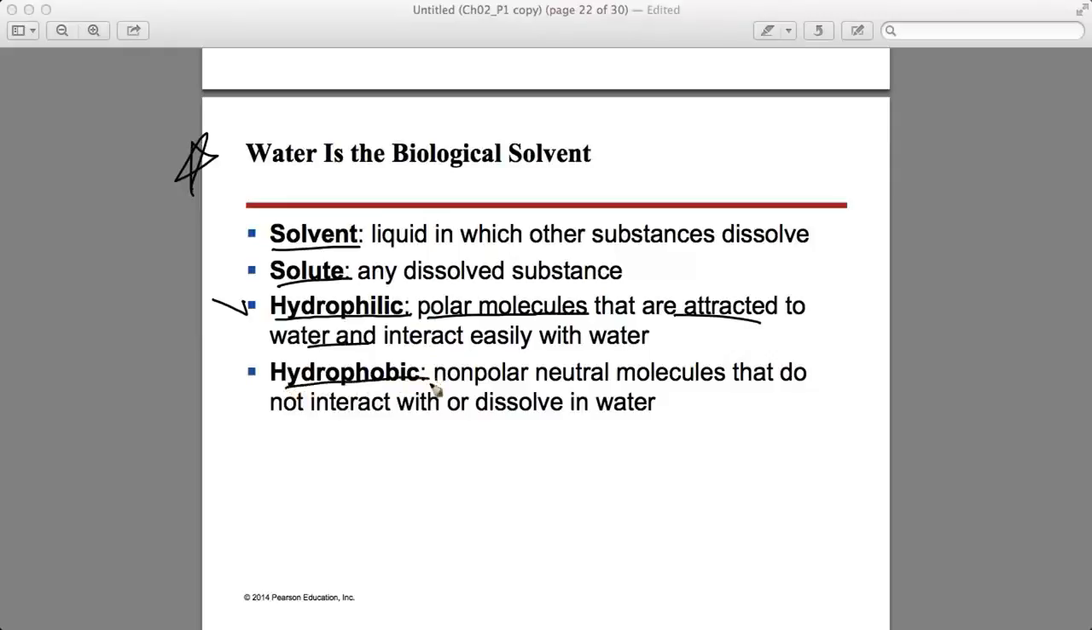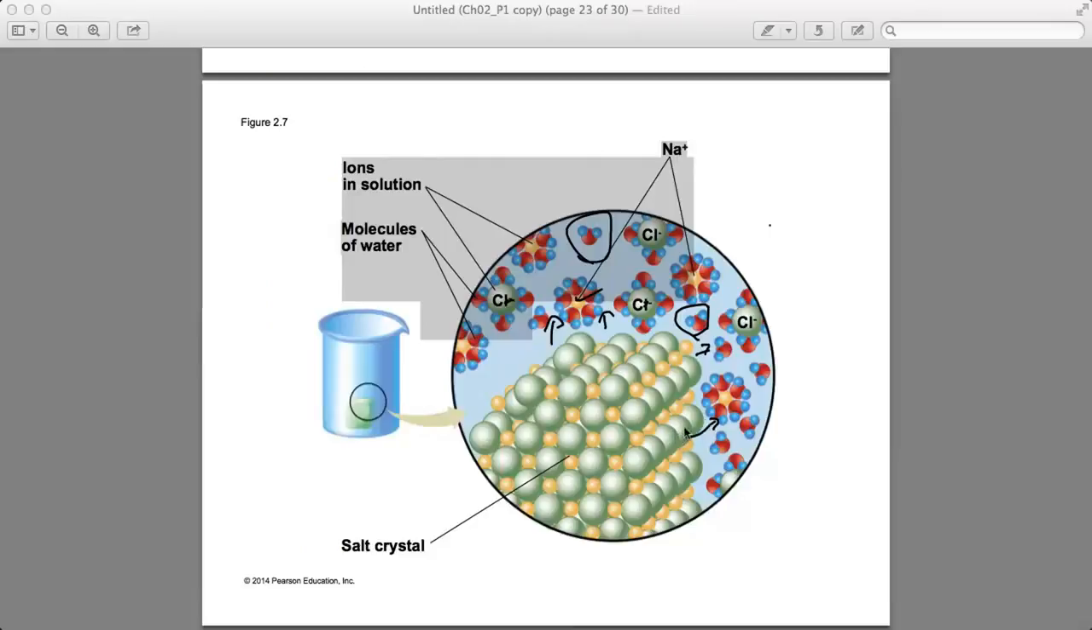Compared with hydrophobic compounds such as fats and lipids, these are non-polar, neutral molecules, and so it's very difficult for them to interact ionically with water, and so that means that they're not dissolved very well in water. So those are two important contrasting major groups of compounds in your body, solutes in your body: hydrophilic and hydrophobic. Polar compounds such as sodium chloride and most salts.